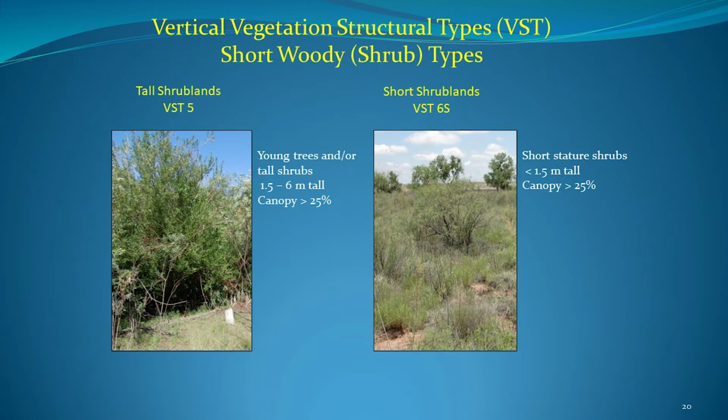The VST5 is going to be things like coyote willow stands or other types of tall woody or tall willow stands, versus the short will be things like if you have a sagebrush terrace that's a dry, historic terrace, you might have a short shrubland.